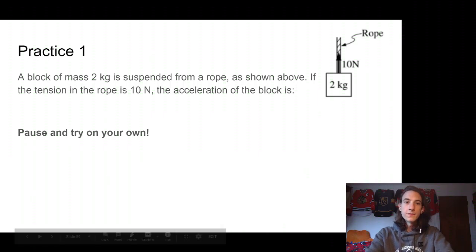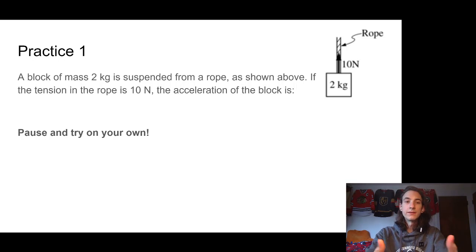Okay, so the very first question on your Google form is this one. We have a block of mass 2 kilograms suspended from a rope as shown above, or I guess to the right, whatever. If the tension in the rope is 10 newtons, the acceleration of the block is something.